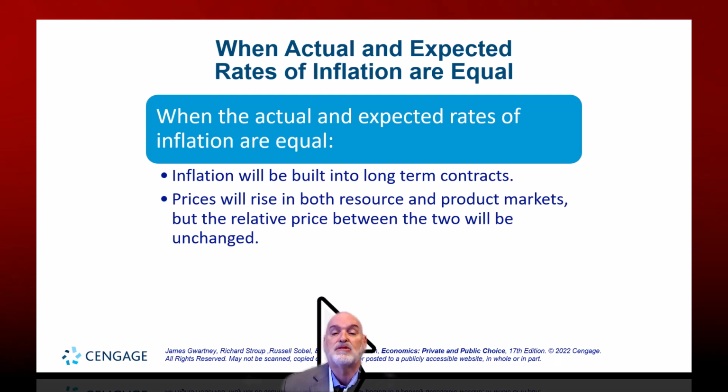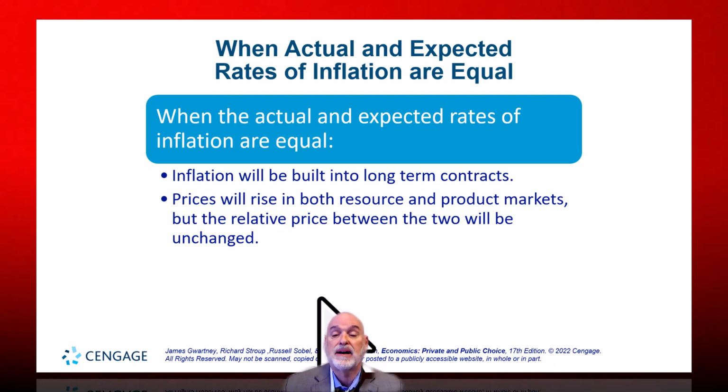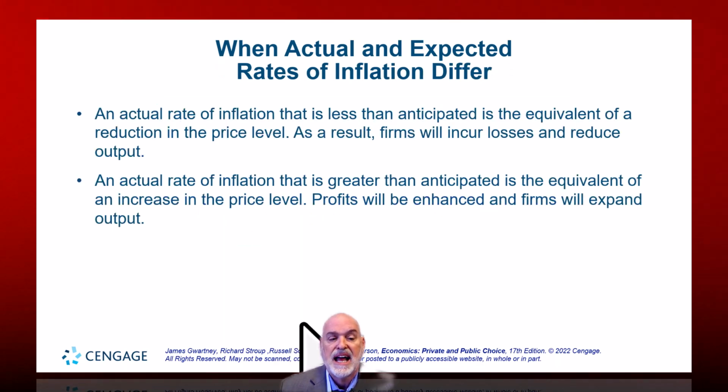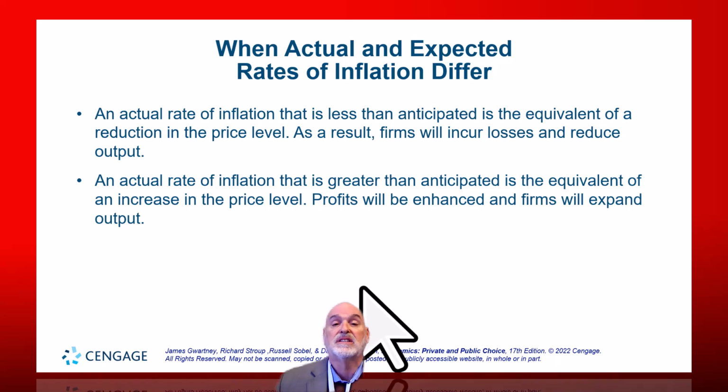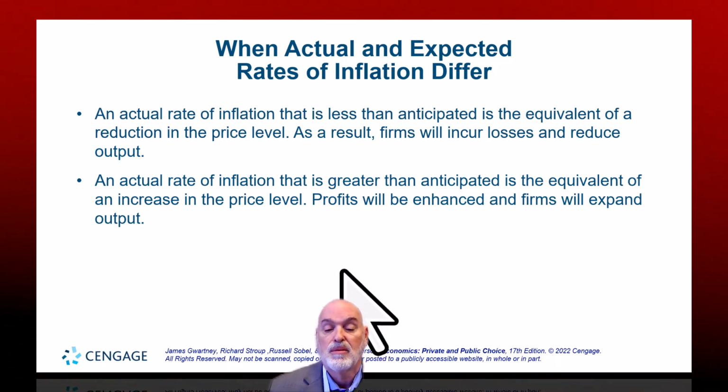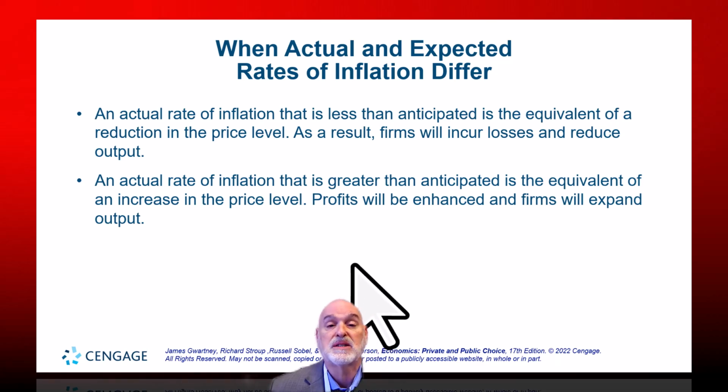When actual and expected rates of inflation are equal, inflation will be built into long-term contracts. Prices will rise in both resource and product markets, but the relative price between the two will be unchanged. An actual rate of inflation that is less than anticipated is the equivalent of a reduction in the price level. As a result, firms will incur losses and reduce output. An actual rate of inflation that is greater than anticipated is the equivalent of an increase in the price level. Profits will be enhanced and firms will expand output.